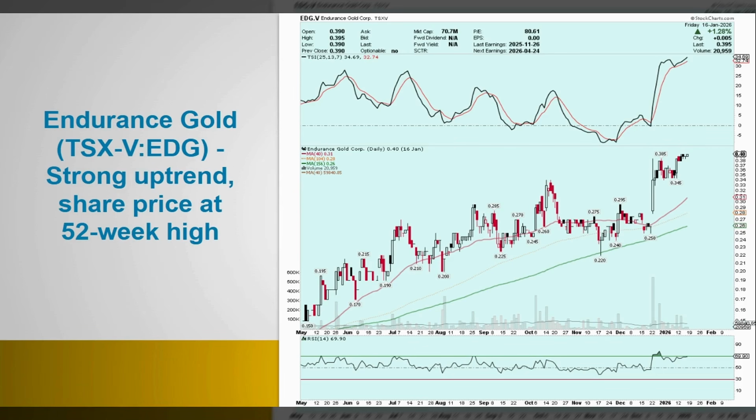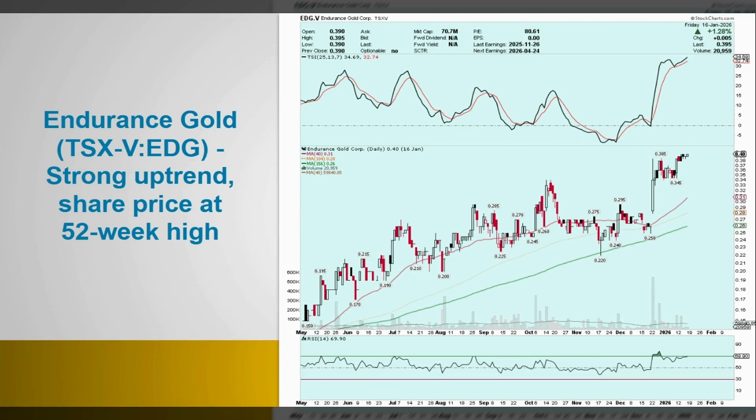Endurance Gold, a strong uptrend. And this is the last stock I'm going to talk about in this presentation. And this is a very interesting one. I'm going to leave you with a setup to watch. All right. So I'm not saying to buy the stock. I'm saying to put it on your watch list and let's see what happens. And maybe there will be a buy signal coming up here in the future.